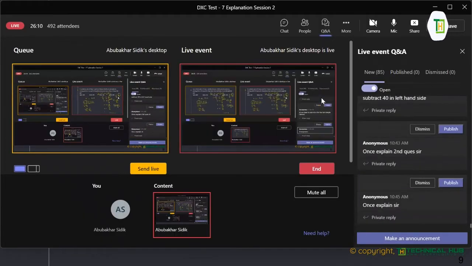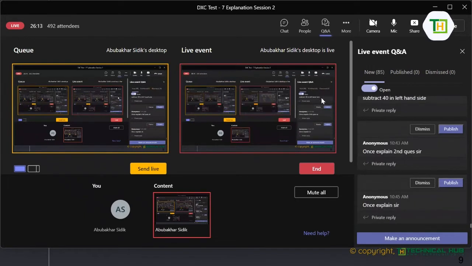Yes, instead of adding on the right hand side, you can subtract it on the left hand side as well. Both are the same.